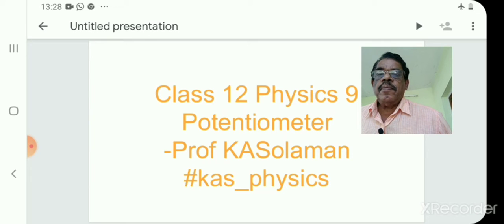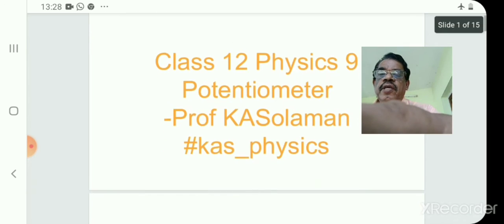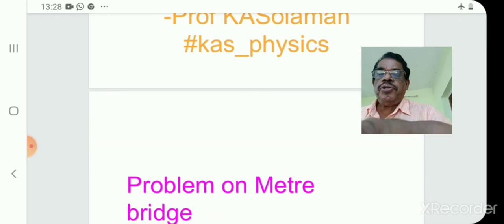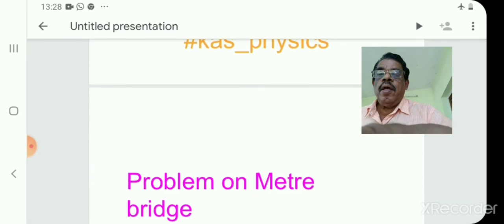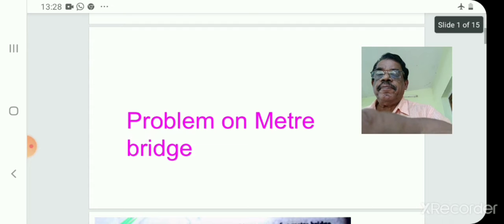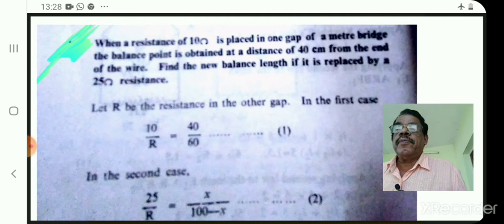Physics plus 2, the topic is potentiometer. And before saying potentiometer, we see a meter bridge problem. I shall read the problem. We look at the problem.